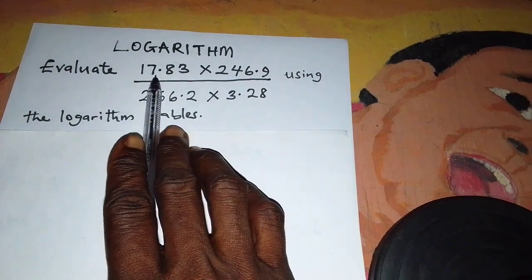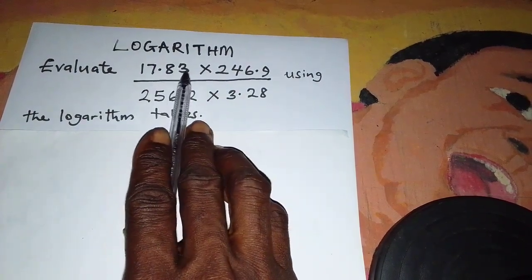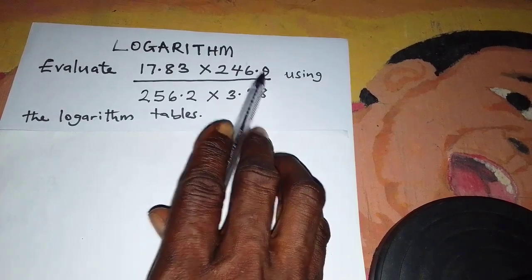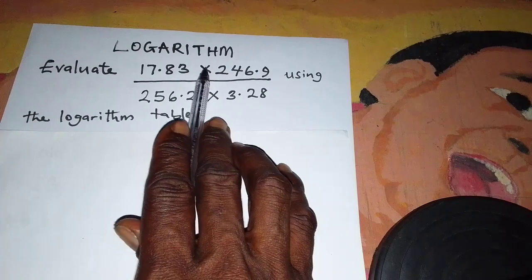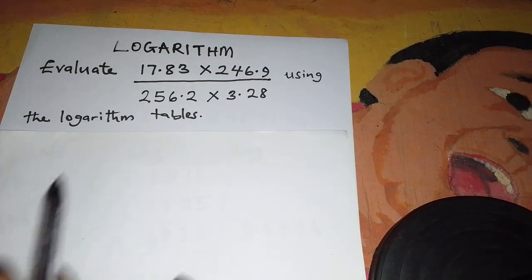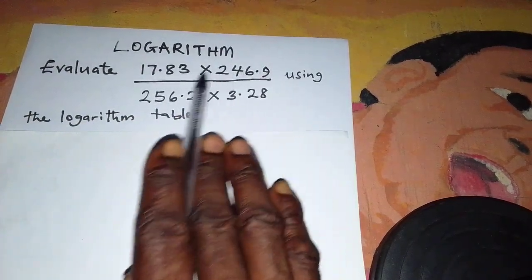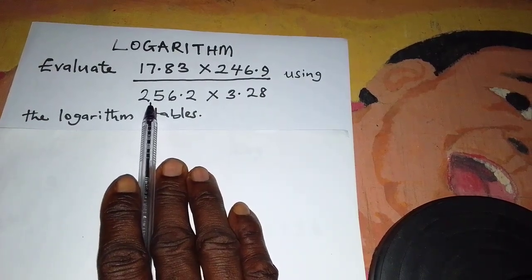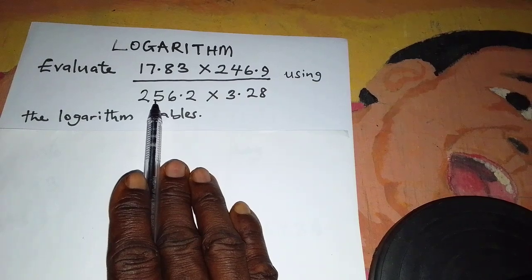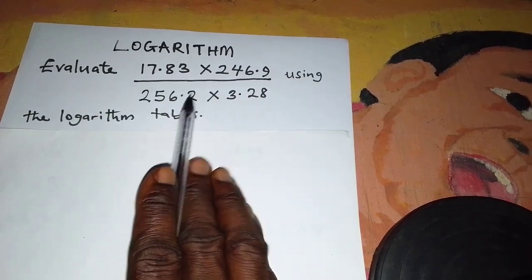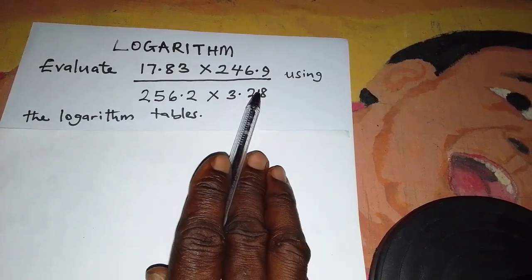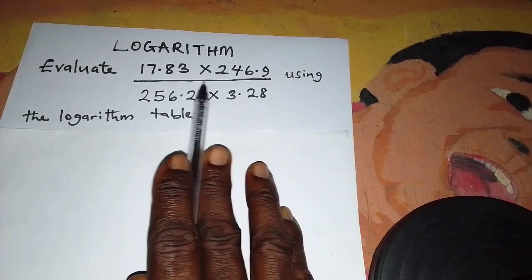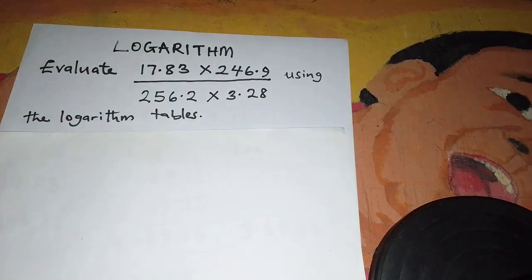You look for the logarithm of 17.83. You look for the logarithm of 246.9. Because you are having multiplication, you will add the logarithms. Then that is for the numerator. Then you now come to the denominator. Look for the logarithm of 256.2. Then multiply by 3.28. So when you look for the logarithm of this, look for the logarithm of this. Because it is multiplication, you add their logarithm.